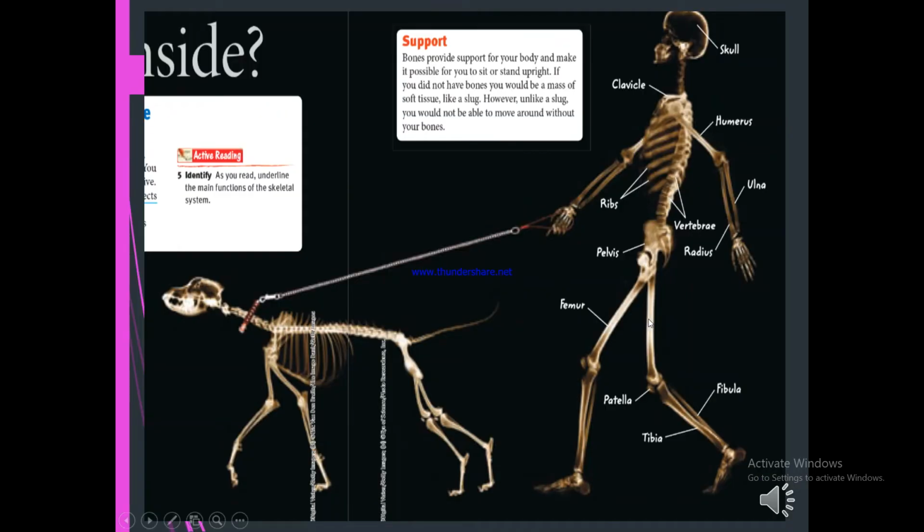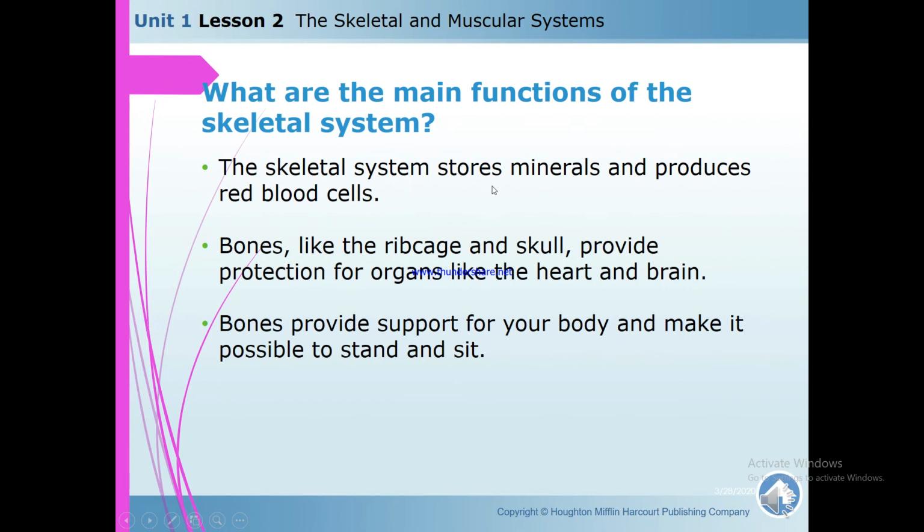Now next girls, the skeletal system stores minerals and produces red blood cells. They store minerals inside, and which mineral? Here it was calcium, and they produce red blood cells. Now as I told you, bones have inner body and outer body. The outer body is very hard, made of calcium, that's minerals. The inner body is a little soft. It has holes inside, and that is where the red blood cells are formed, produced.